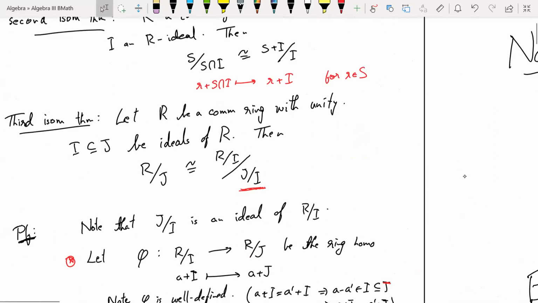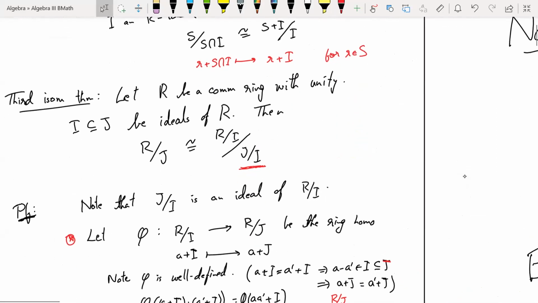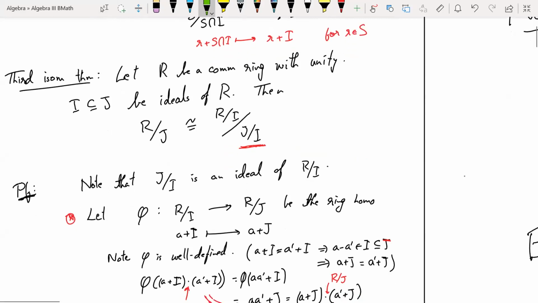The third isomorphism theorem says that R is a commutative ring with unity, I and J are ideals of R, and I is contained in J. Then R mod J is isomorphic to (R mod I) mod (J mod I). Here J mod I is an ideal of R mod I, so the right hand side makes sense. This we saw last time when we were studying quotients of rings.